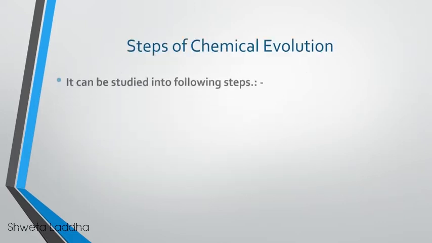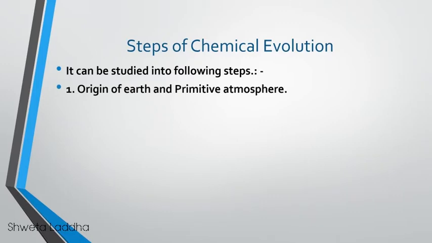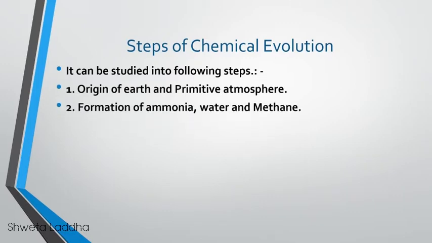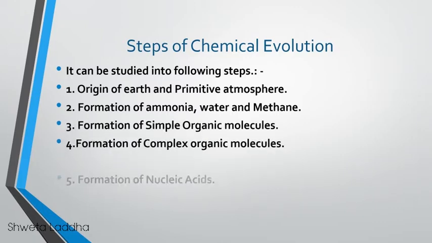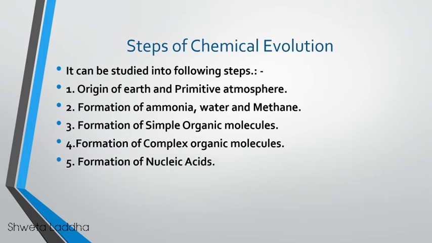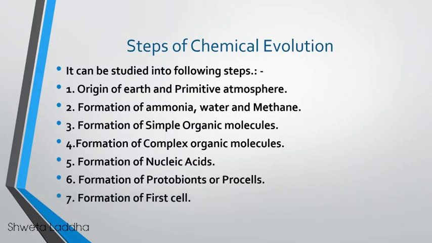What are the steps of chemical evolution? It consists of 7 steps. First, origin of Earth and primitive atmosphere. Then, formation of ammonia, water, and methane. Later, formation of simple organic compounds, then complex organic compounds, then nucleic acids, and then finally, formation of protobionts or procells, and the first cell is formed. Let us see all these steps one by one.